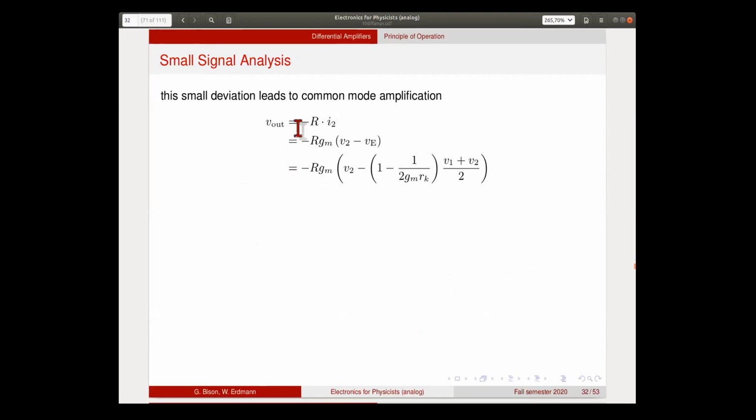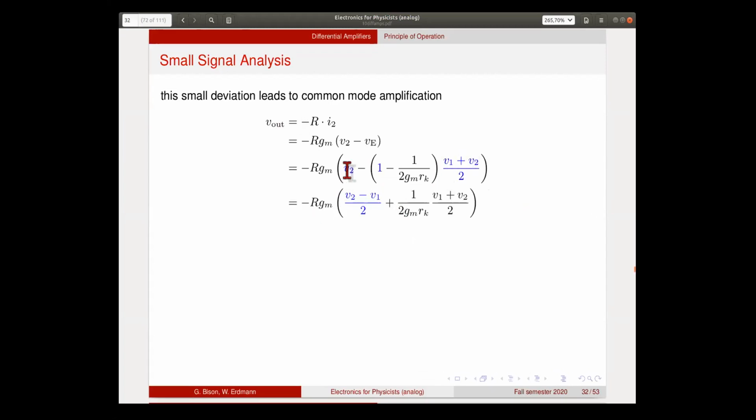So let's see what the output does. It's given by the collector load resistor R multiplied by I2 as before. So this is then again GM times V2 minus VE. But now VE is given by this expression that we derived on the previous page. Okay, so now we have V out depending on this term, which now has V1 and V2 as before, but in a slightly different way.